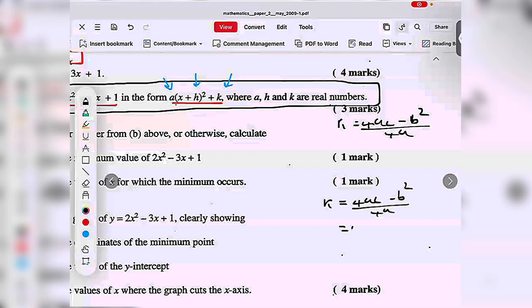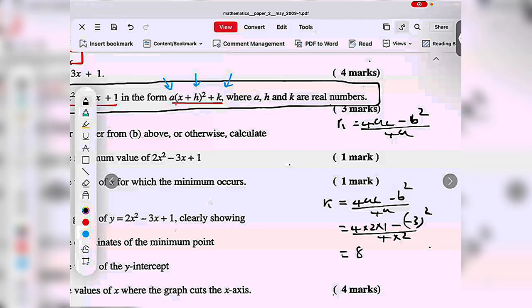I plug in some numbers now. So that's 4 times, what is A? 4 times 2 times C, which is 1, minus B squared, which is negative 3 squared, over 4 times 1, or 4 times 2? 4 times 2, yeah, 4 times 2. All right, so that's going to be 8.